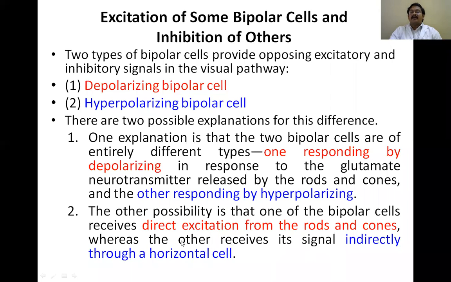Another possible explanation: some bipolar cells receive direct excitation from the neurotransmitter of the rods and cones, while others receive signals indirectly from the horizontal cells. Direct signals from the rods and cones produce excitation. Signals received indirectly through the horizontal cells are inhibitory, so they produce inhibition.